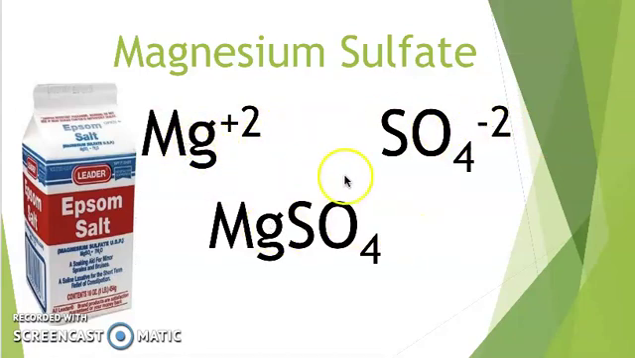In this case, my -2 and +2 already cancel each other out, so I just have MgSO4. I don't have to do anything. Notice I left my subscript from my polyatomic ion. It has to stay together as SO4. I can't just put SO or SO2. SO4 is sulfate, so I leave that as SO4. So I have MgSO4.